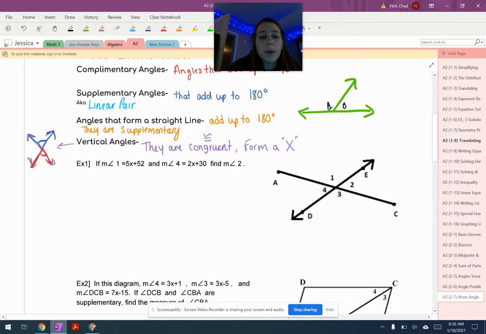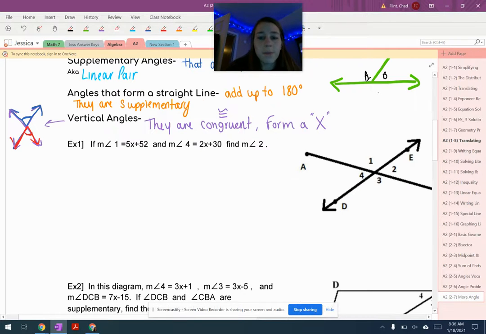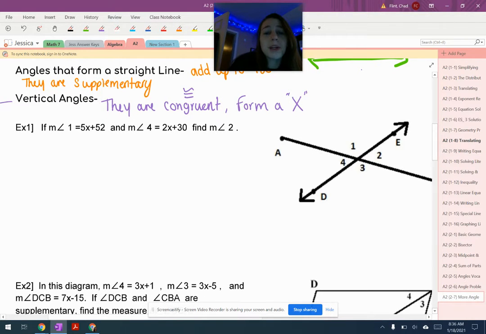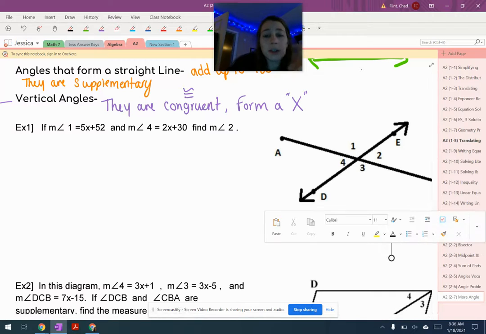Right, this is example 1 from lesson 2-7. So the big difference between lesson 2-7 and 2-6 and 2-5 is that in 2-7, I'm not going to explicitly say what the relationship is. You're going to have to determine what the relationship is on your own. So again, you definitely want to make sure you're highlighting and marking up the picture.